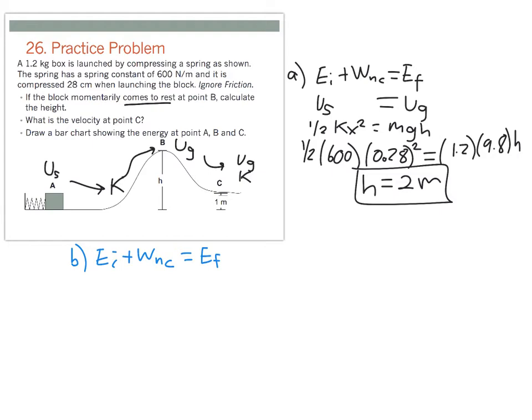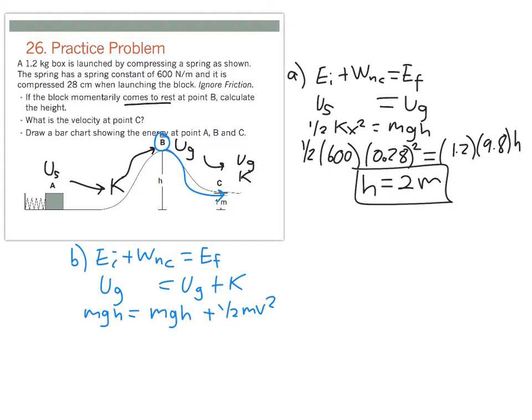For the second question, I want to know the velocity at point C. So once again, I'm going to think about my conservation of energy equation. E initial plus work equals E final. And for this one, I'm going to just think about going from point B to point C. There are a few different ways of doing this, and I'll actually show you a different way in a second. But if I'm thinking about going from point B, I'm starting with gravitational potential energy at point B. There's no work being done. And I end with gravitational potential and kinetic at point C.